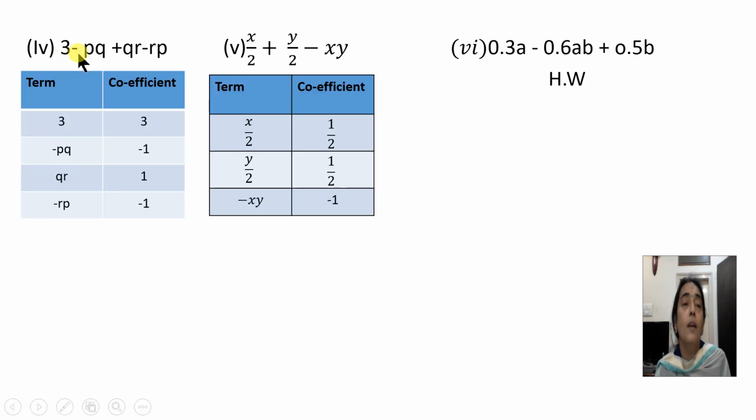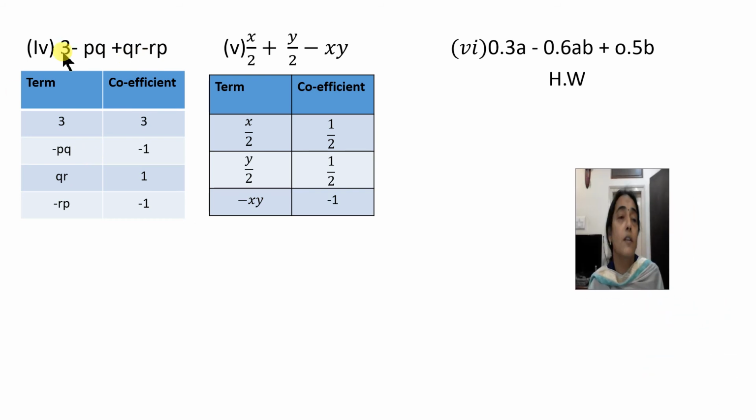3 minus PQ plus QR minus RP. So it is again 4 terms. So I write down under the heading term all the 4 terms. 3, minus PQ, QR and minus RP. This is a constant term. So constant term is the coefficient itself. So the coefficient is 3.